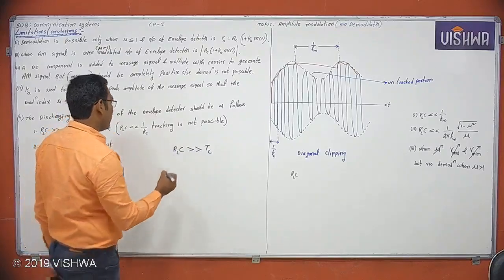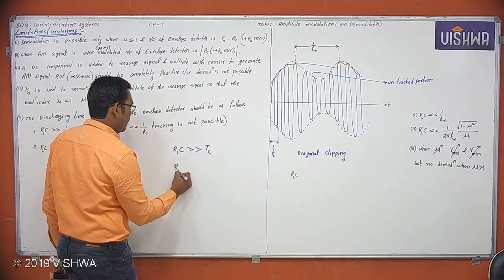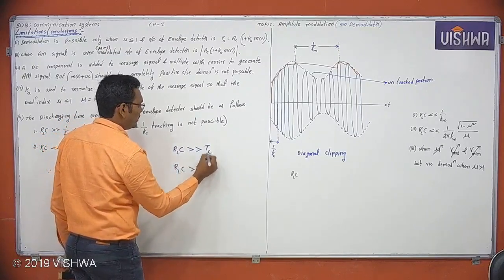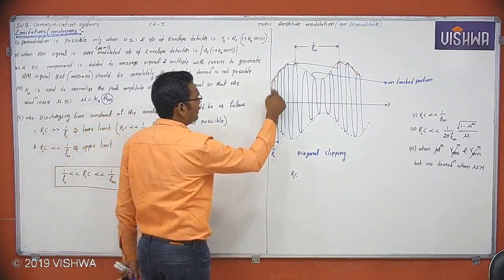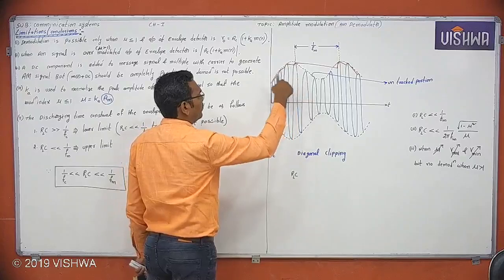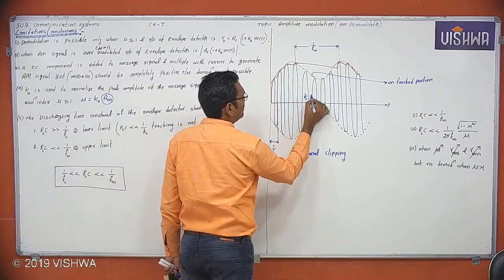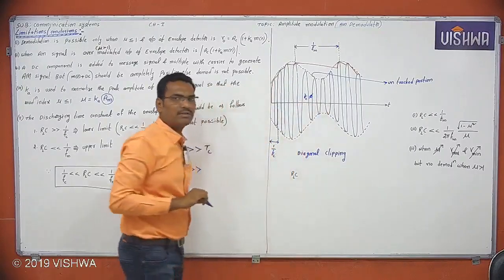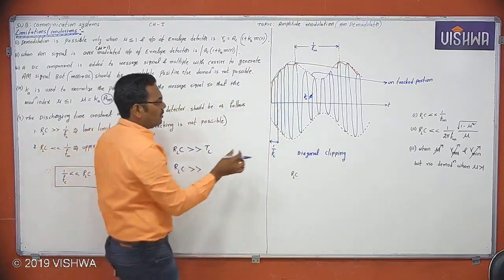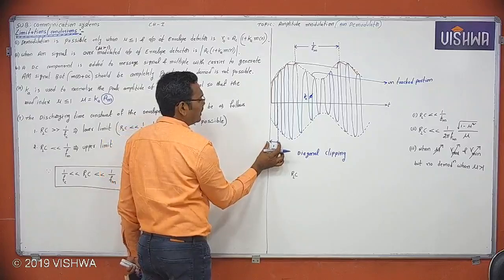So what is the time period of the charging? Because RL into C is far greater than... now what is the time period? See here, this is the AM signal, right? Now in the AM signal, this is the carrier frequency FC, this is the carrier phase phi, because the frequency is FC. Therefore, the time taken to complete a full cycle is the time period.